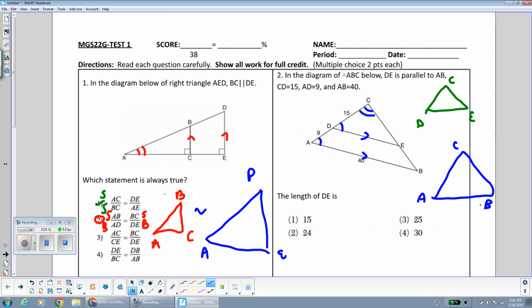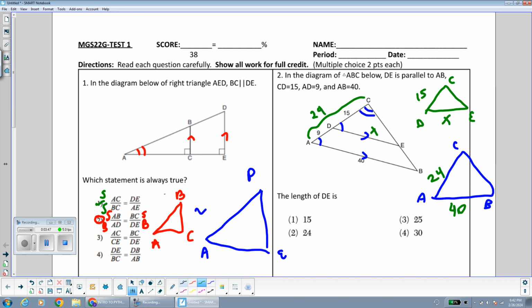And remember, corresponding sides of similar triangles are proportional. So CD is 15, AD is 9, but AD is not a side of either triangle. The full side from big triangle is AC, which is 15 plus 9. And that is 24. So for AC, I'm going to stick on 24. We also know that AB is 40. And we are looking for DE.